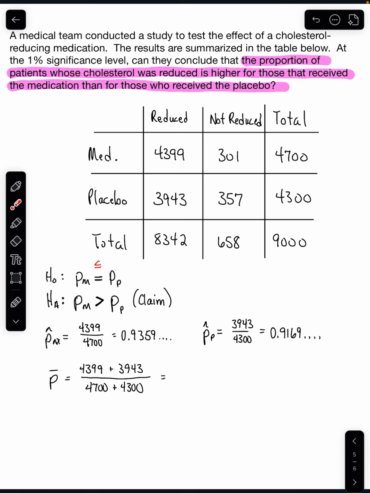Fortunately, we actually already have these sums in this table. The sum of the successes is 8,342, and the total sample size, or the total of the two samples, is 9,000. And this gives us 0.9268, etc. So again, some fairly awful numbers here.